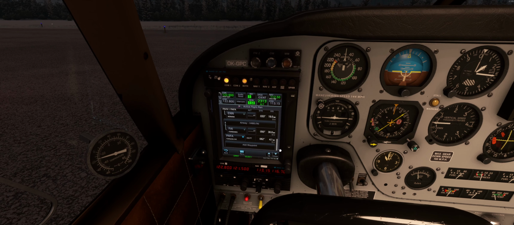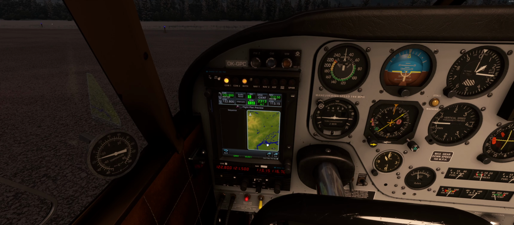Along the way, I will probably already load this approach. It's RNAV to right, transition that one, and I will just load it, will not activate it, right? Okay, so that's it, and now I will review if that looks correct.